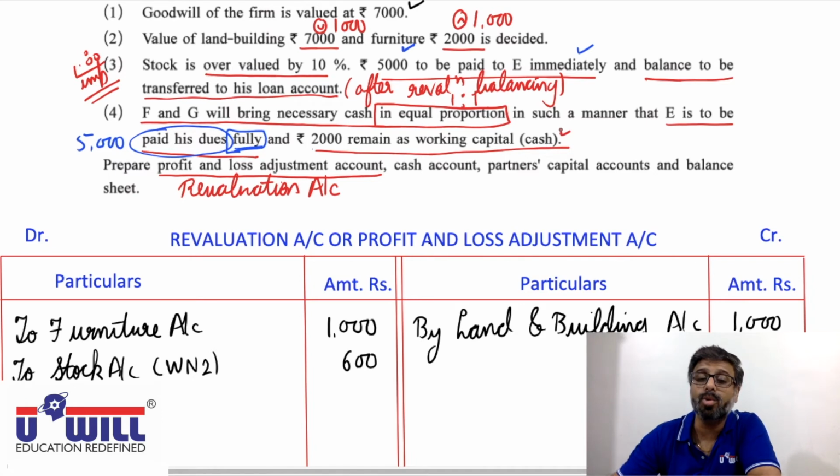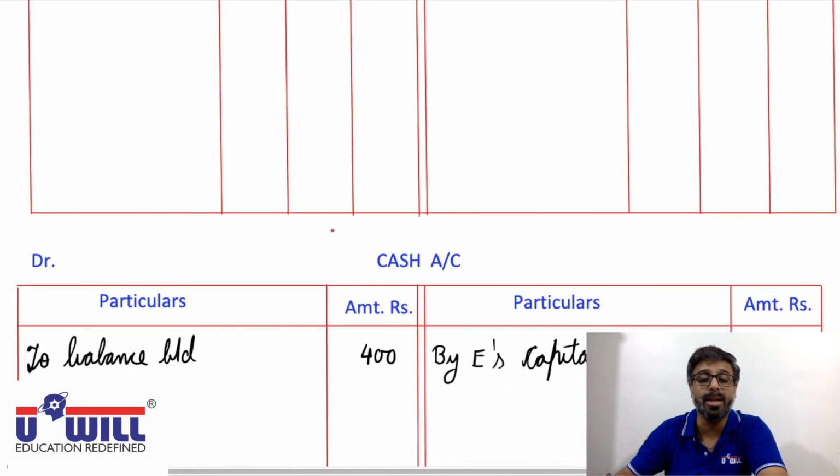Okay, so 2,000 should be remaining in the firm as working capital, means that extra amount F and G will have to bring. Once again, F and G will bring necessary cash in equal proportion in such a manner that E is to be paid his dues fully. What are the dues to be paid to E fully here? 5,000 only as decided in adjustment 3. And also 2,000 should remain as working capital. So how much amount F and G will have to bring? Now understand this through a working.